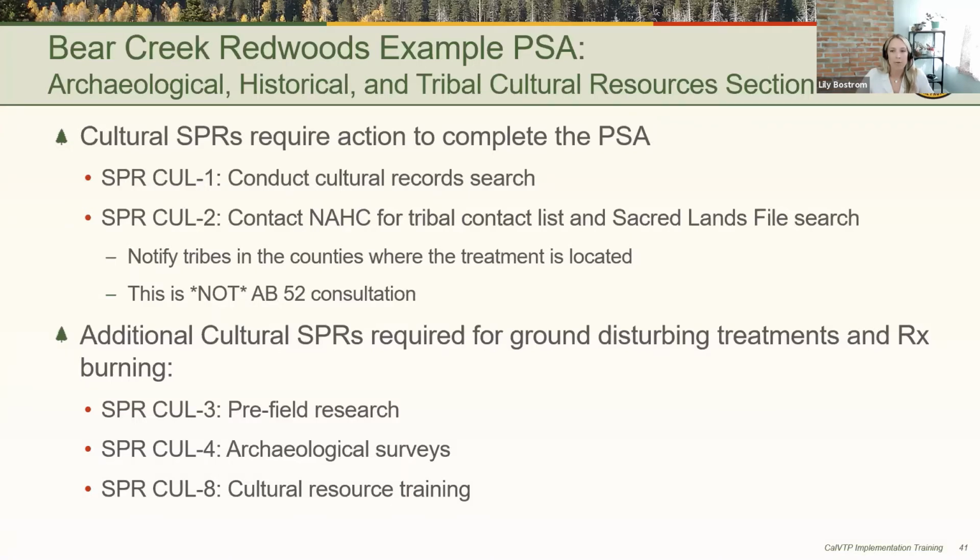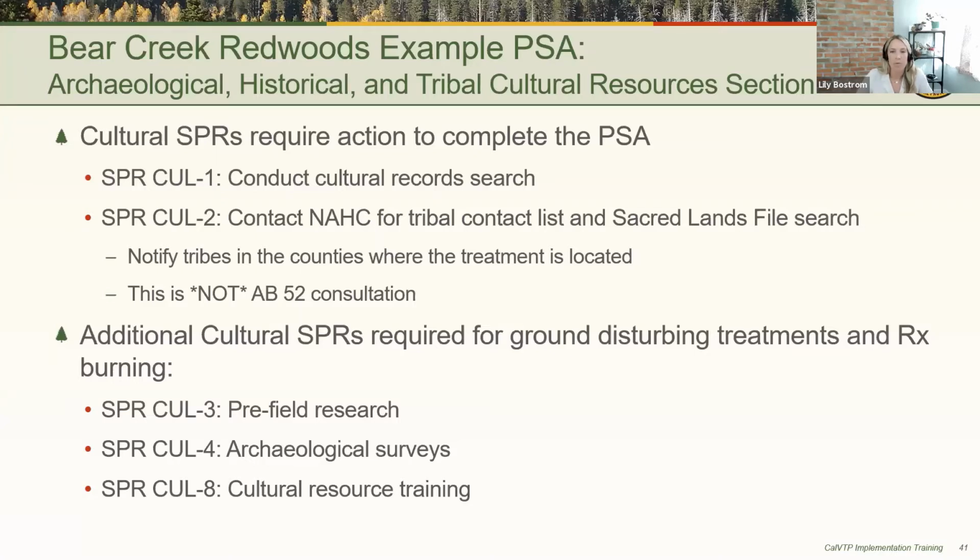So now we're going to walk through archaeological, historical, and tribal cultural resources. I do want to mention upfront that there are some cultural standard project requirements that require action to actually complete your PSA. So SPR Cul 1 requires that you conduct a cultural records search. You also need to contact the Native American Heritage Commission for a tribal contact list and a search of the Sacred Lands file. AB 52 was completed under the CalVTP program EIR and does not need to be reinitiated.